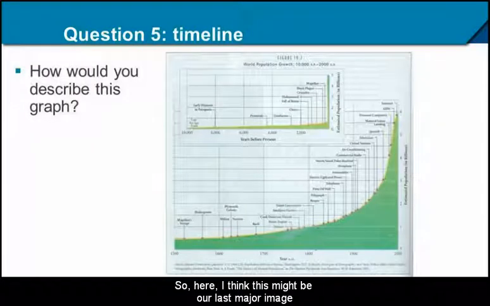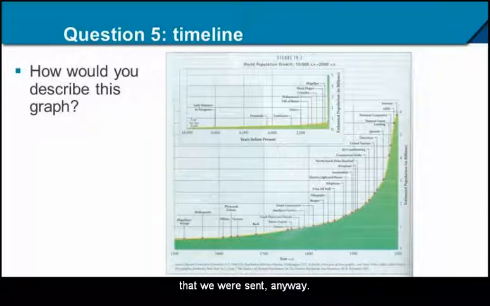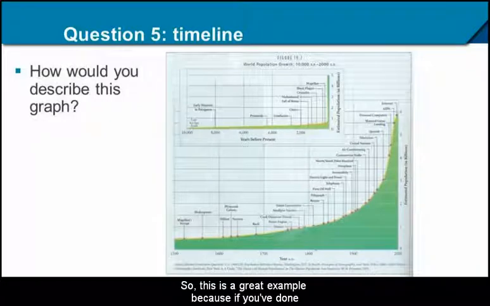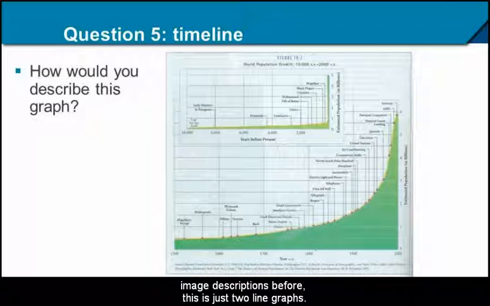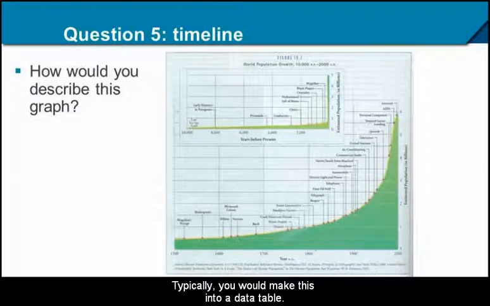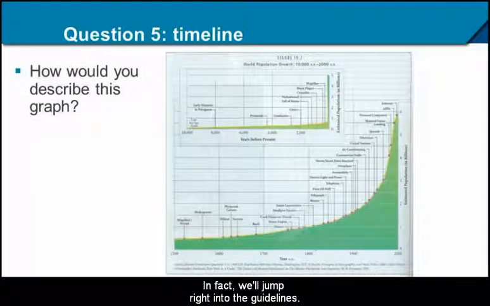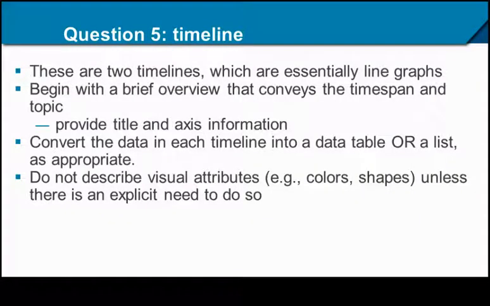So here, I think this might be our last major image that we were sent. How would you describe this graph? This is a great example because, if you've done image descriptions before, this is just two line graphs. Typically, you would make this into a data table. In fact, we'll jump right into the guidelines. These are two line graphs, which are timetables, and as we start to dissect it, you'll find out that in fact that's what they are.